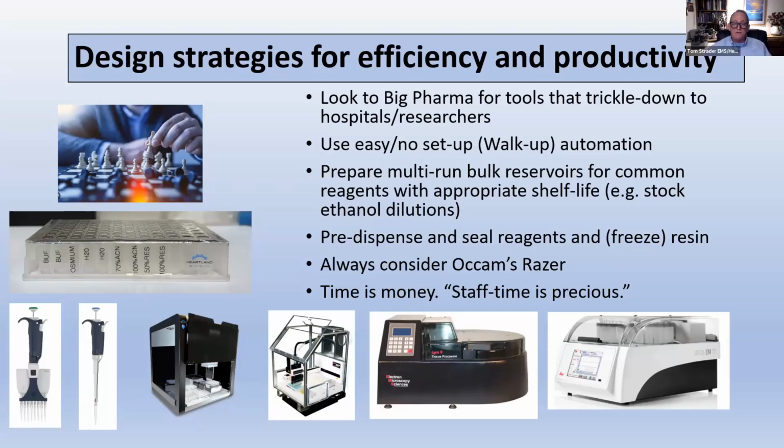Even with putting rinses in and out, it's probably a good idea to measure how much you're putting in and removing. And of course, if you've got a robot and you can do walk-up automation, it makes all of your liquid handling steps very precise and accurate. One thing you can do is have multi-run reservoirs. People have commonly done that with ethanol, make stock ethanol and keep it around for a while. You can pre-dispense and seal reagents if you're using a PrepMaster or an ASP 1000. That's one example of that.